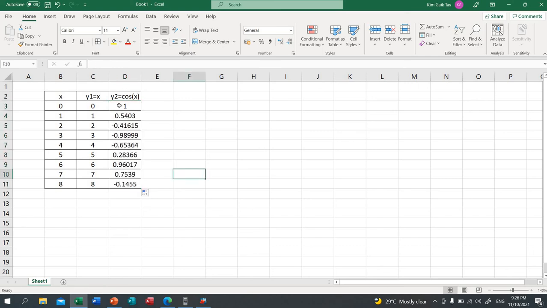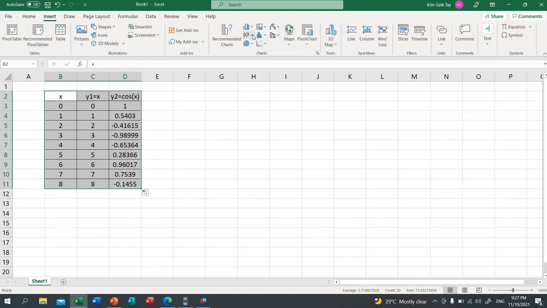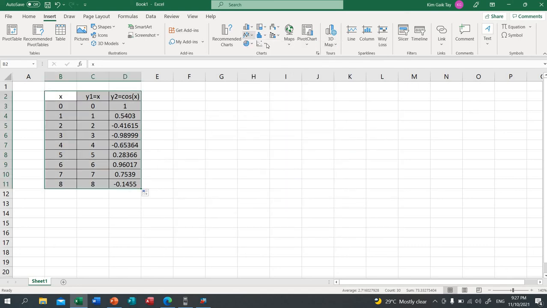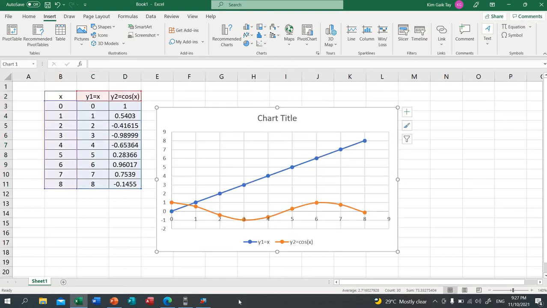Okay, and actually, because this is two simultaneous, select, insert. I would like to sketch the graph. This one, scatter, and then with the line. So now you can see the blue one, y1 is x. Okay, y2 equal to cos x. They intercept in the interval 0 to 1.